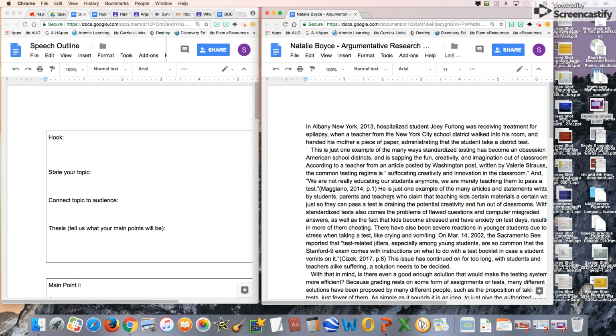You are not going to read, because that is going to make you look down at your speech the entire time. This was meant to be read. The speech was meant to be spoken. That doesn't mean, however, that there aren't certain things that you can take right out of your research paper and put into the speech outline.